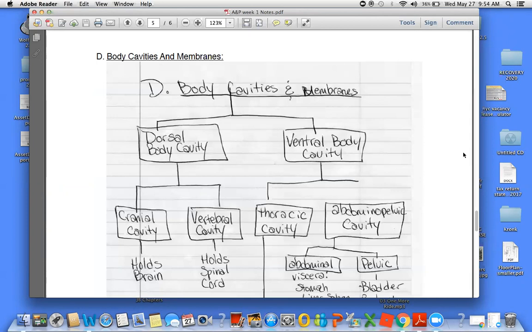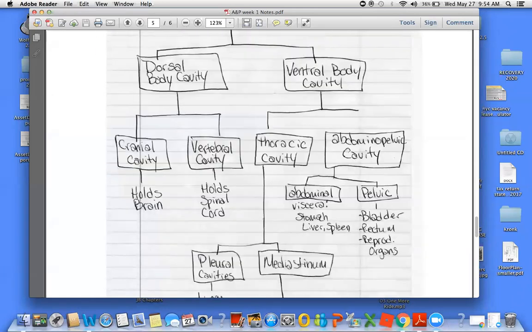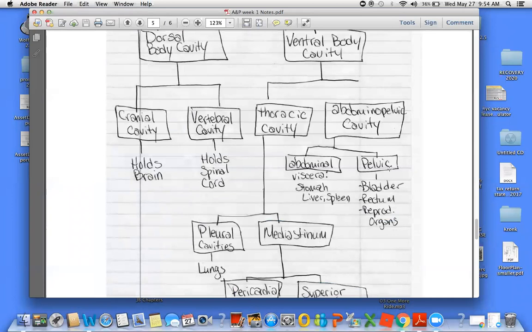And the abdominopelvic obviously is broken up into an abdominal and a pelvic. The abdominal, meaning the viscera. Viscera is a fancy word for the organs of your abdomen: stomach, liver, spleen, gallbladder. Those are all your viscera. So if you say I have a visceral response, that means your organs are literally responding. So that's your abdominal cavity, and your pelvic is all your privates, right? Your rectum, your reproductive organs, your bladder, that's your pelvic. The cranial cavity, again, holds the brain. Vertebral holds the spinal cord. Abdominopelvic holds the viscera and the privates.